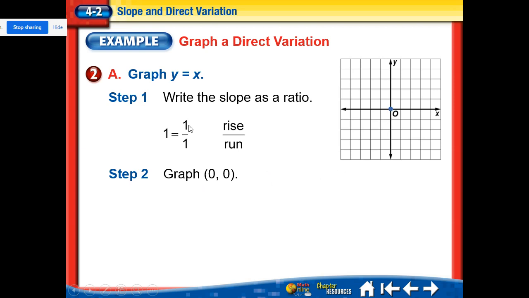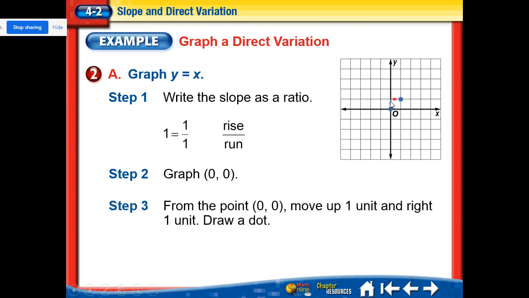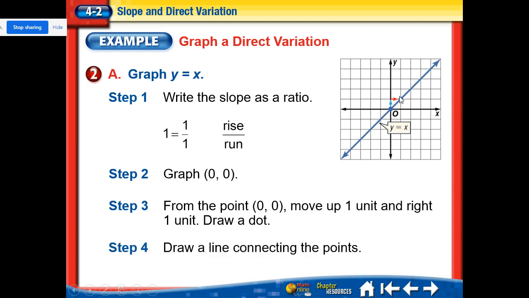And then we're going to go from there. We're going to go up 1 and over 1. And over is always to the right. So we go up 1 and then over 1. And then we can keep going up 1 and over 1, up 1 and over 1. And those give us all the different points. And we make a nice line such as this. And it is a positive 1, so we should get a positive graph.